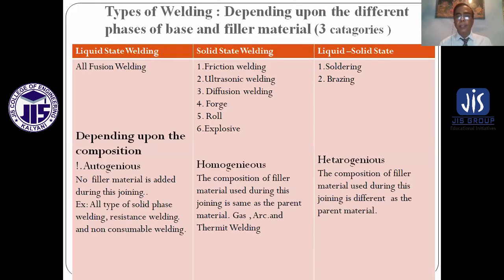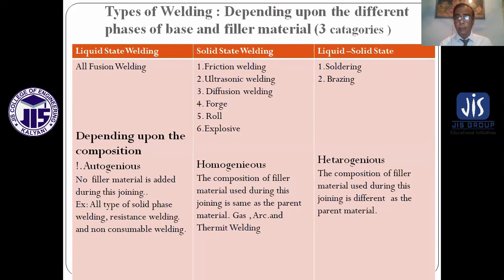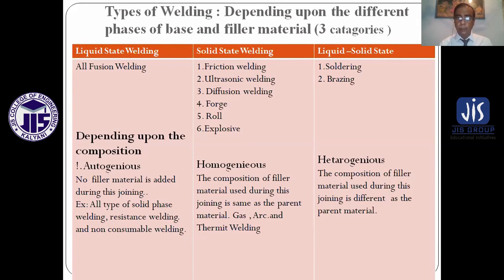Types of welding, depending on the different phases of base and filler materials. There are three categories: one is liquid state welding, another is solid state welding, and the third is liquid solid state. As I have told, heterogeneous welding is brazing and soldering. Now, all fusion welding is under liquid state welding. And solid state welding: friction welding, ultrasonic welding, diffusion welding, forge welding, roll welding, explosive welding.